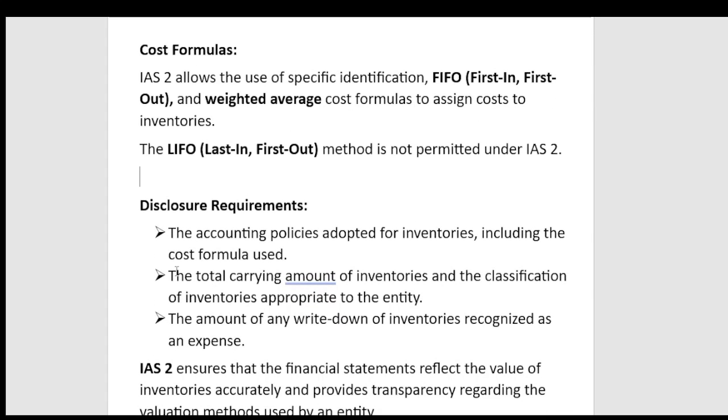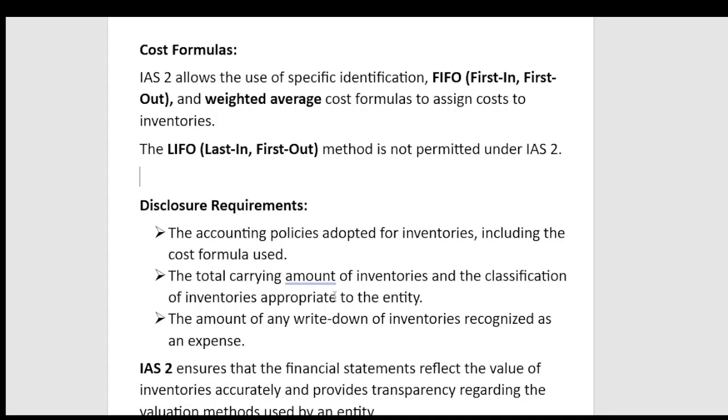Now let's take a look at disclosure. Now, these disclosures are those things you show in your accounts. The accounting policy adopted for inventory, including the cost formula. What formula did you use? You should be able to tell that you use FIFO, you use weighted average. So, maybe mistakenly you use LIFO and you stated that, they'll say, no, this one is not viable. You cannot use LIFO. Right? So, that is the essence of disclosing this. But the acceptable ones are FIFO and weighted average.